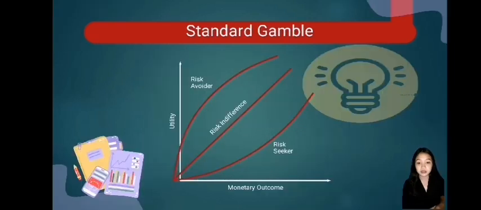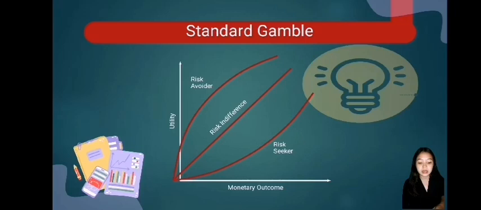This figure illustrates a person who is a risk seeker that has an opposite shaped utility curve. This decision maker gets more utility from a greater risk and higher potential payoff. As monetary value increases on his or her utility curve, the utility increases at an increasing rate. A person who is indifferent to risk has a utility curve that is a straight line.